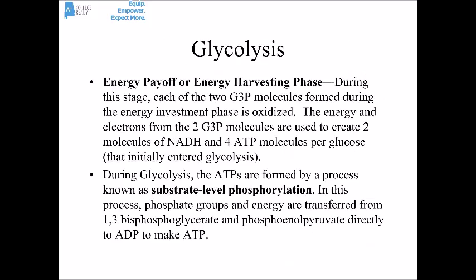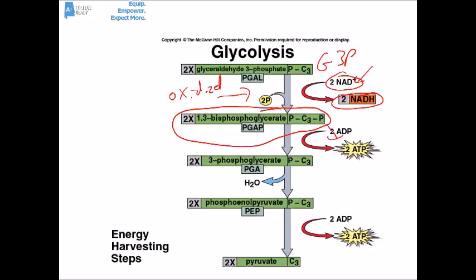And I want to go back to the previous slide for a second. That process of making ATP is called substrate level phosphorylation. In substrate level phosphorylation, phosphate groups and energy are transferred directly, in this case from 1,3-biphosphoglycerate and later from another chemical called phosphoenol pyruvate to ADP to make ATP. And we'll talk later about chemiosmosis, another way of making ATP. This is not that. This is transferring energy and phosphate groups directly from one chemical to ADP to make ATP. So we see that happening again right here.